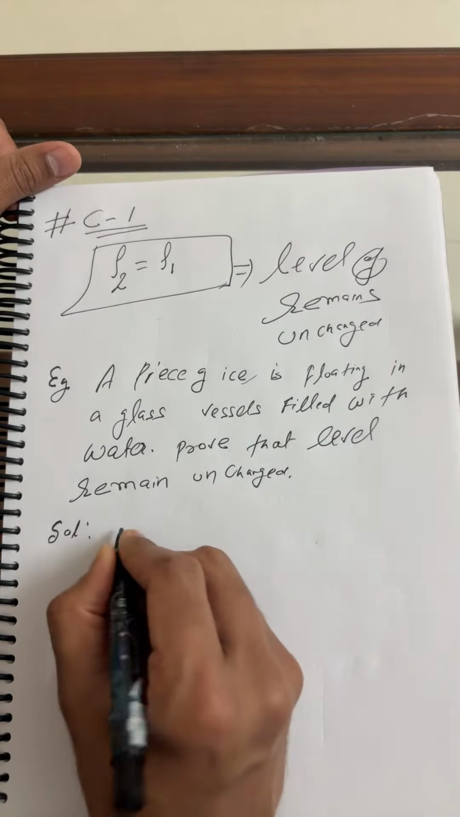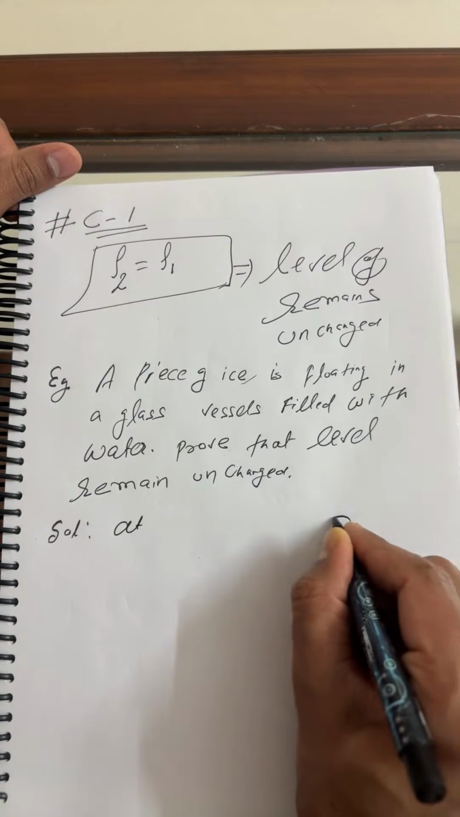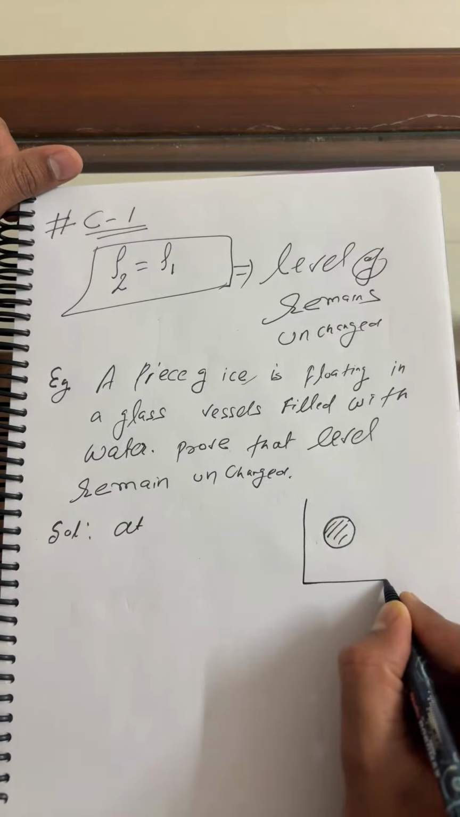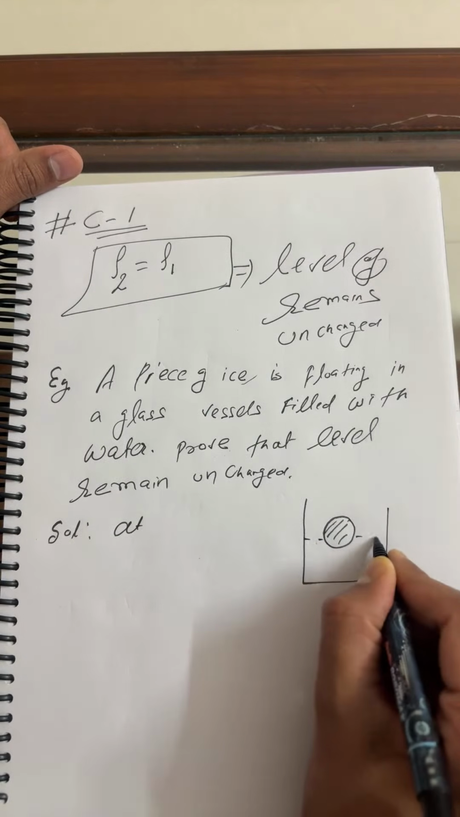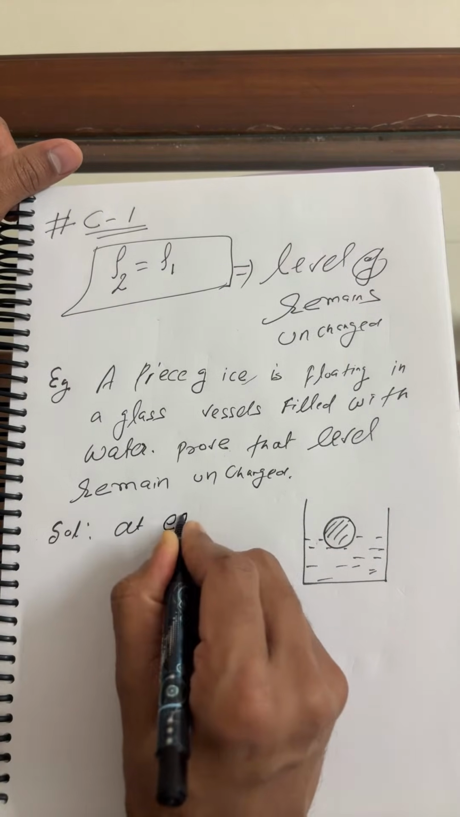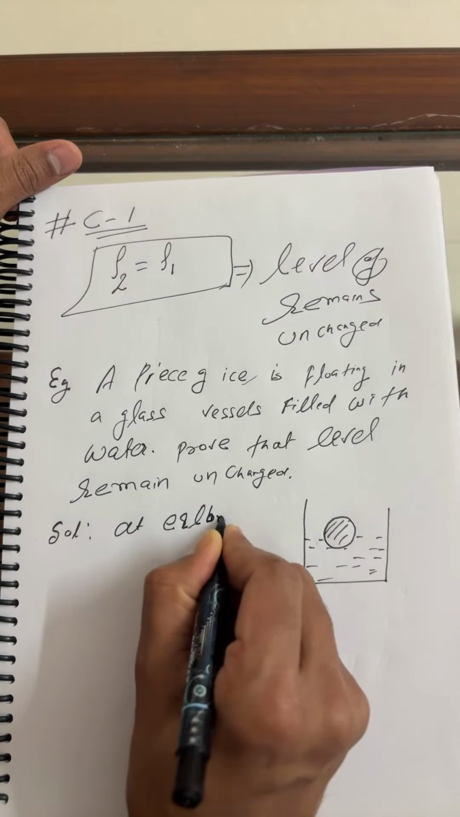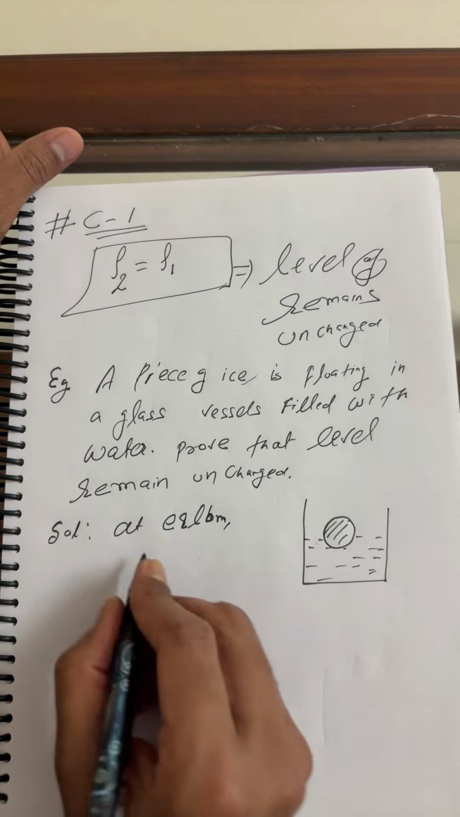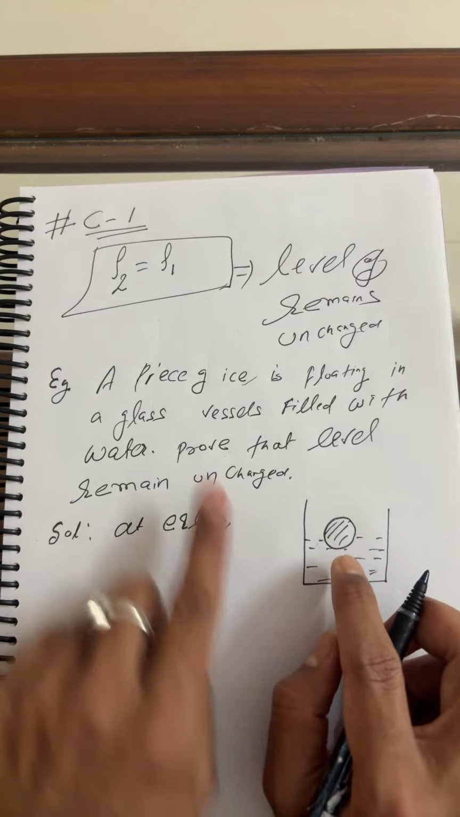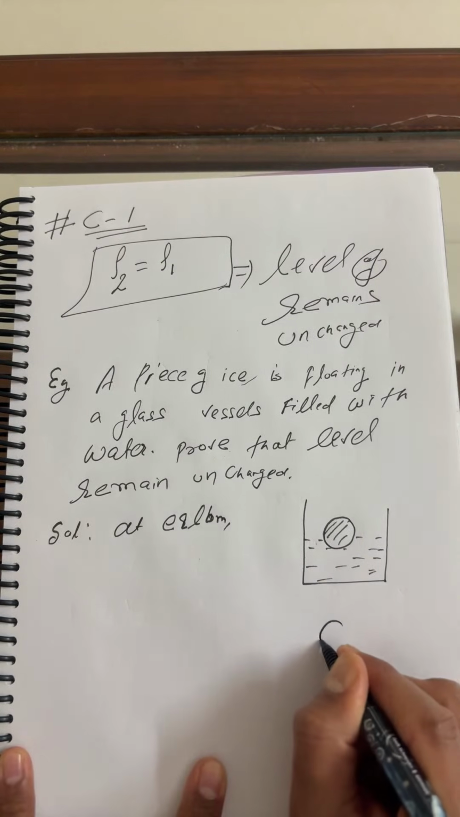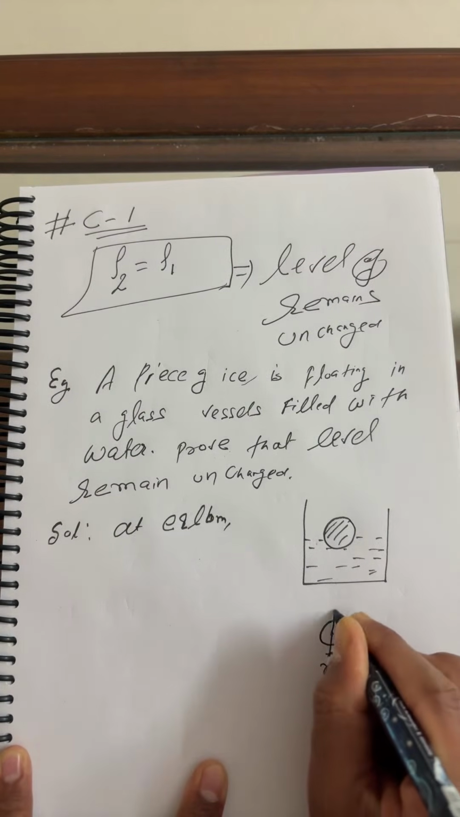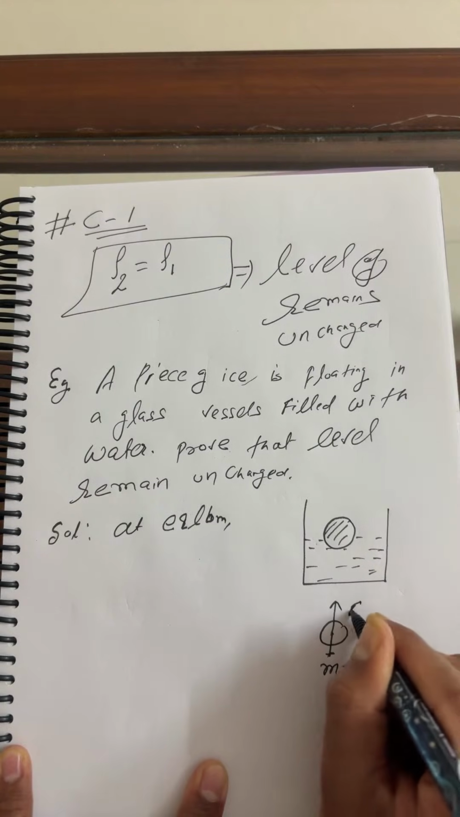So beta, this is the condition of floating. This is the ice piece, floating on the surface of water. So at equilibrium, this is the weight of the ice piece in the downward direction, and this is the buoyancy force.